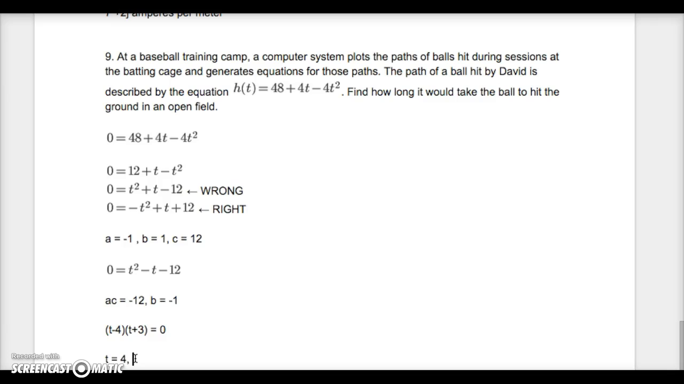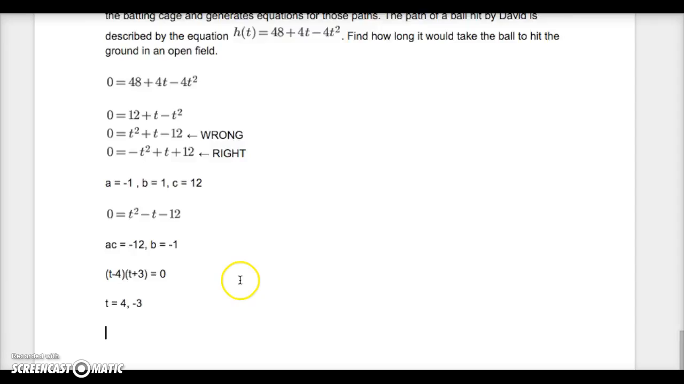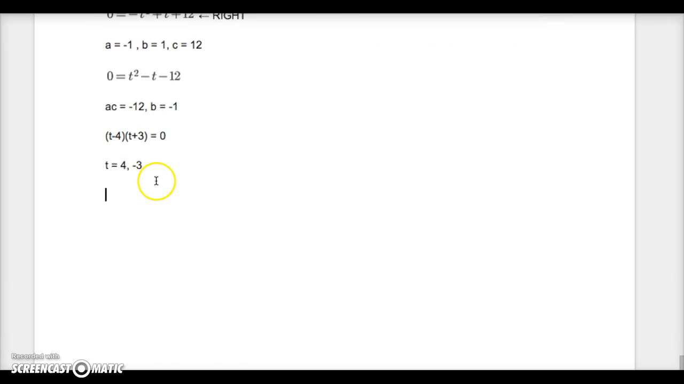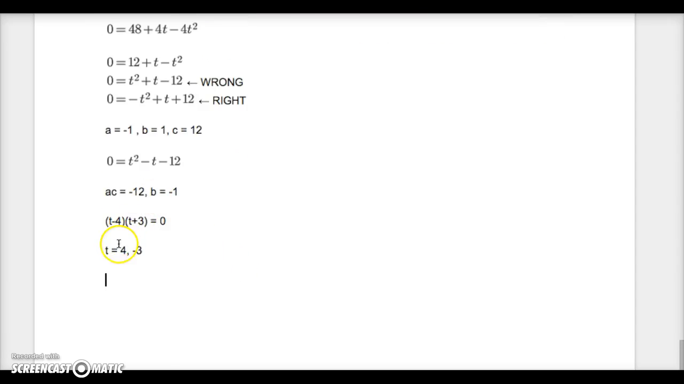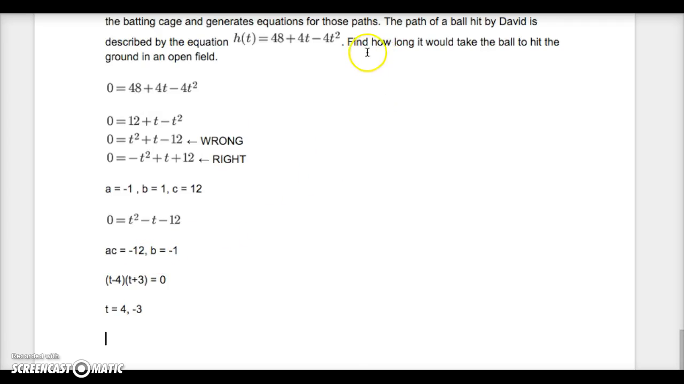So t equals 4 and t equals -3 when you solve those. Obviously, you can't have a negative time value that anything can happen in. So t equals 4 is the only answer we care about. It says find how long the ball would take to hit the ground in an open field. The ball would take 4 seconds to hit the ground in an open field. And that is the end of question 9 and the end of the quiz.